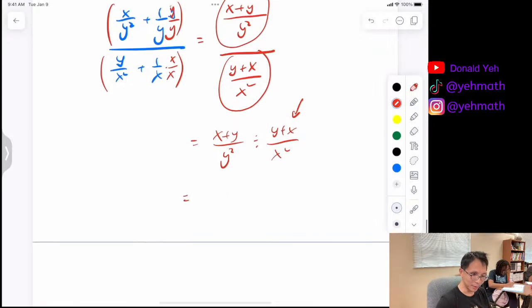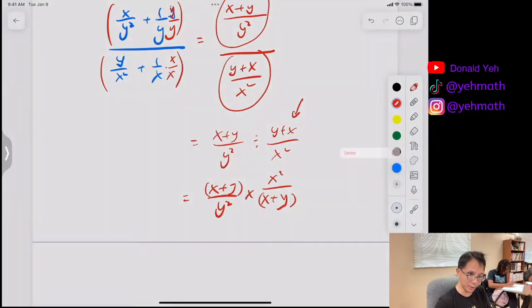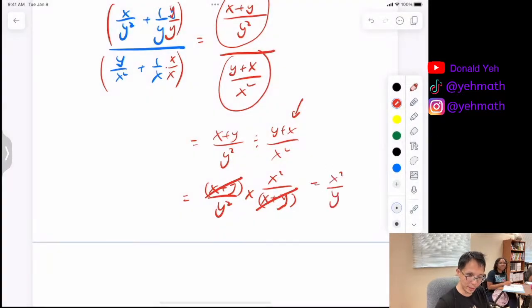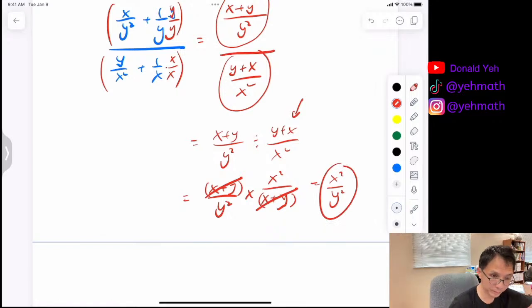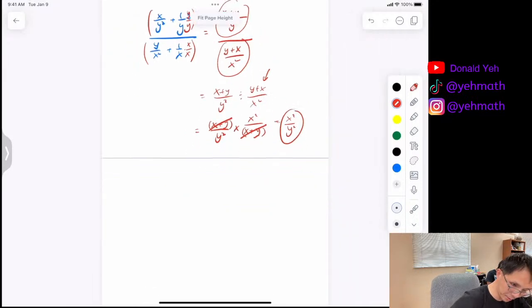Okay, so x plus y over y squared, and I can change that to times x squared over x plus y. Why? Because x plus y and y plus x are the same. And that's a factor there, times 1. So I can actually simplify this, and that's equal to x squared over y squared. And that's it. That's the final answer.